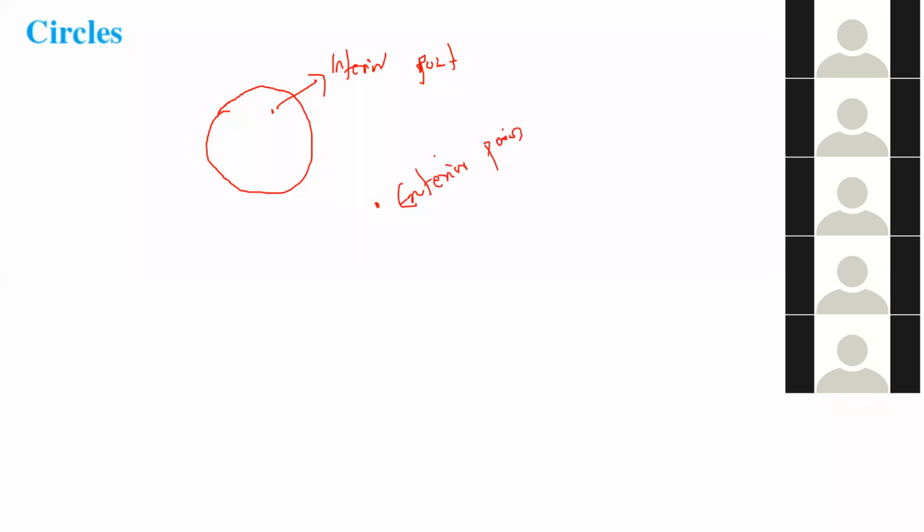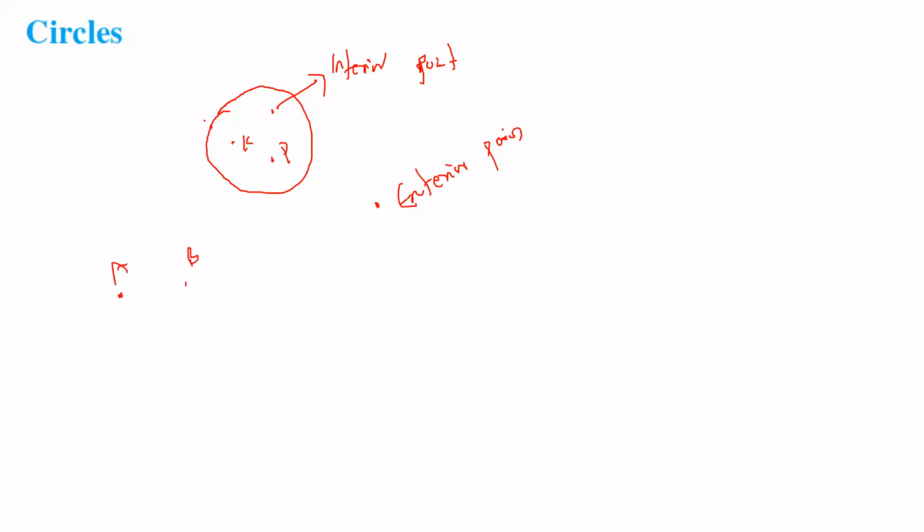So if I mark here A, B, this is the point A, here B, here K, here P, and here M. What are the interior points here? Points K and P are interior points. M is a point on the circle, or you can say on the boundary of the circle. The points A and B are exterior to the circle. Okay, clear?